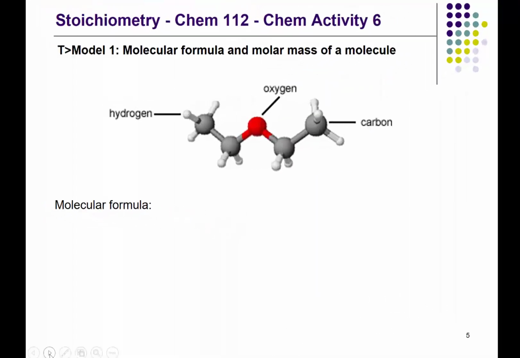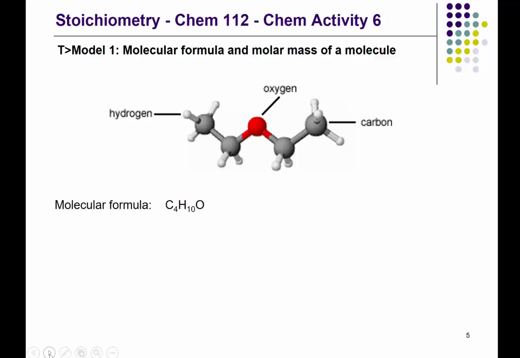So I ask you to look at exercises 1, 2, and 3 in relation to this ball and stick representation of diethyl ether. You may wish to pause the video while you do this. Of course, we can easily come up with the molecular formula by counting the number of atoms as represented by the ball and stick. There are 4 carbon atoms, 10 hydrogen atoms, and 1 oxygen atom. So this would be the molecular formula.